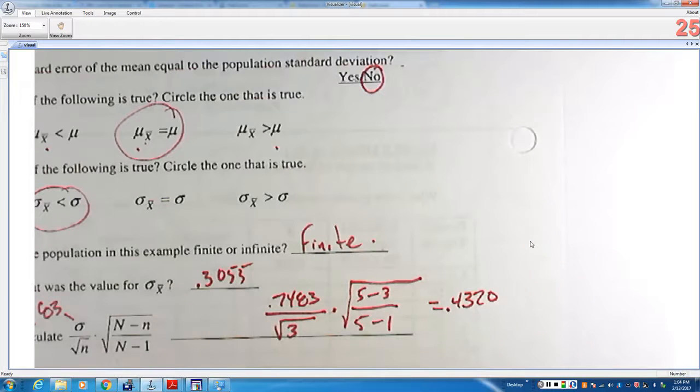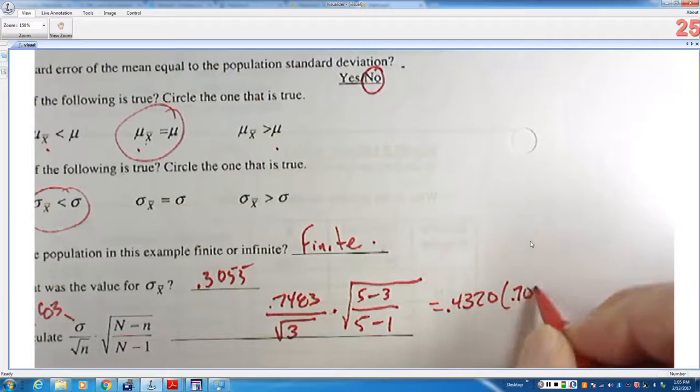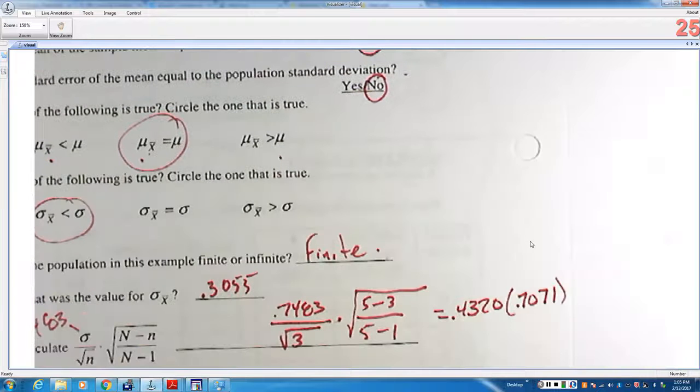5 minus 1 is 4, right? Yes. So 2 divided by 4, that gives us a half. We have to square root that half. And we get something like 0.7071, right? Now I'm rounding to 4 decimal places, so it's going to be a little bit off.